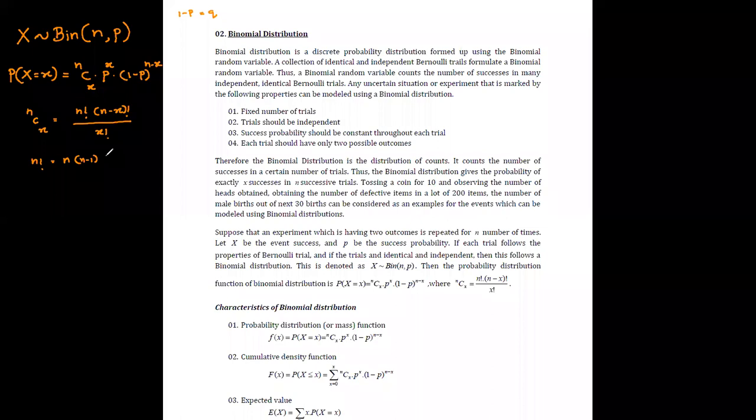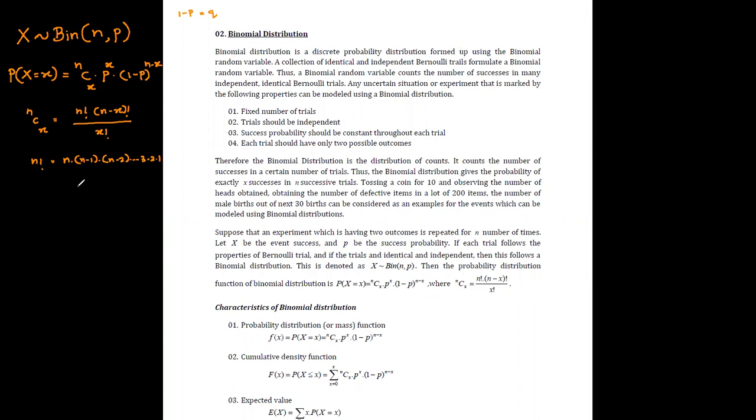It is n times n minus 1 times n minus 2, and likewise we continue the multiplication down to 3 times 2 times 1. If you are familiar with this equation, you can directly type it into a calculator and obtain the value. Otherwise, if you are using a scientific calculator, you can simply use the nCx function to obtain the value.